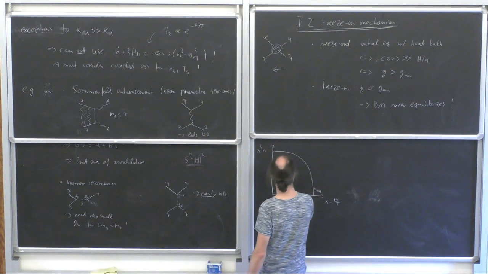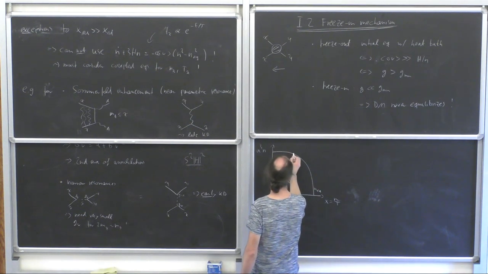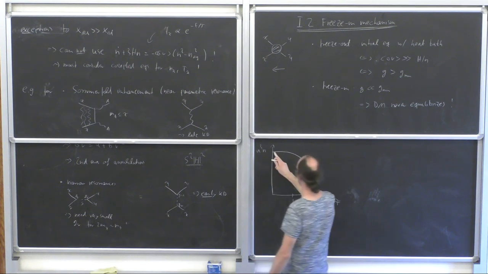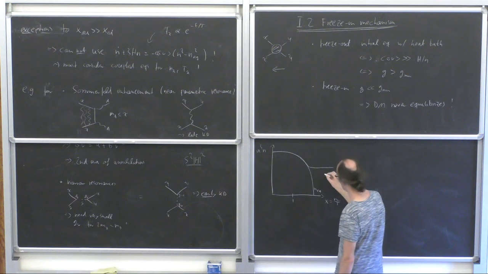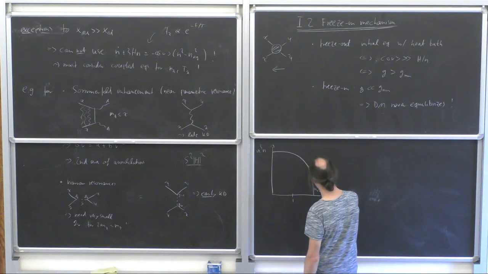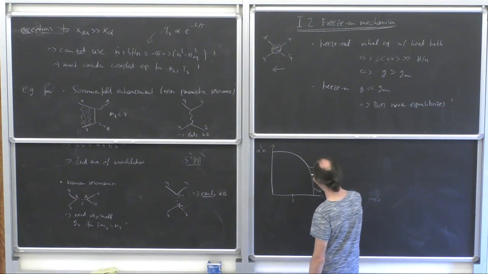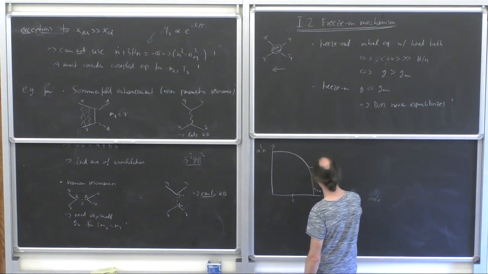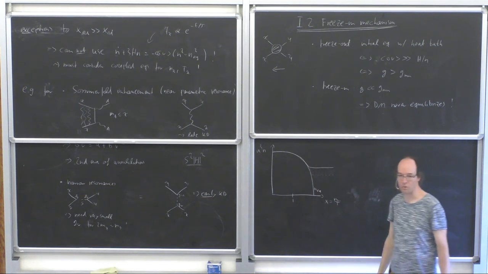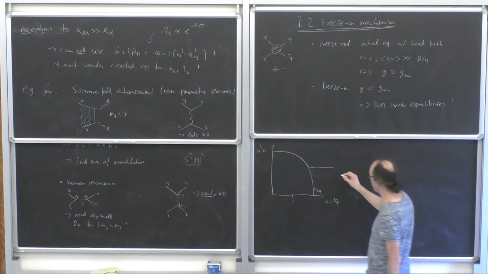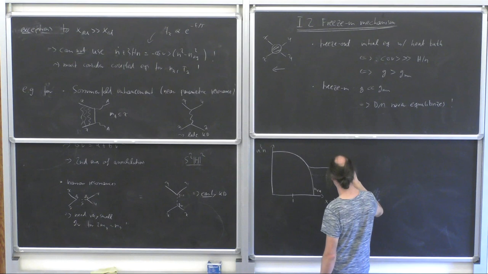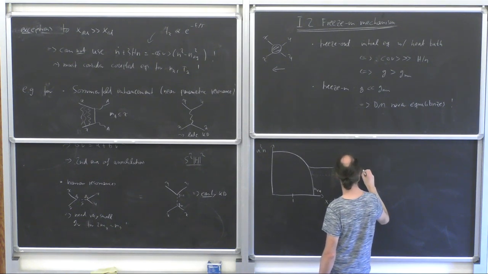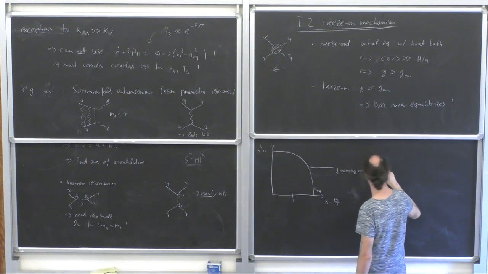And then for WIMPs, we had this situation that initially we are in equilibrium, and then we freeze out. And then increasing the annihilation rate will keep us longer in equilibrium, and therefore the final number density goes down. So this is for increasing sigma V for WIMPs.